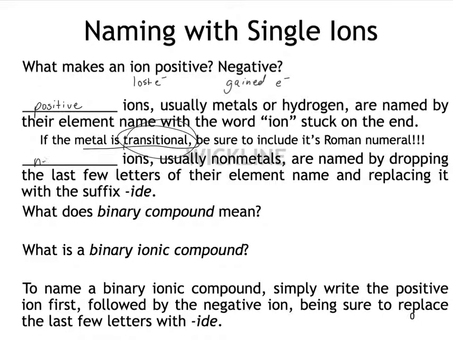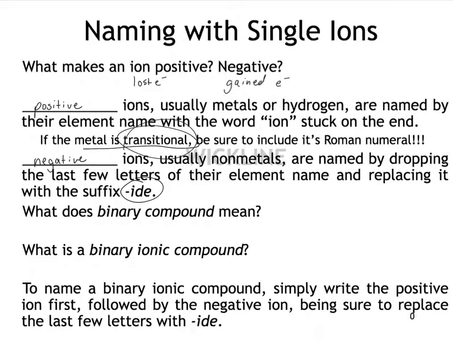Negative ions are a little bit different. As you may remember from our last lesson, negative ions are named by dropping the last few letters of their element name and replacing it with a suffix, "ide." So that's how you name the ions. It's really not that difficult. Just remember, if it's positive, it's basically the same name with the word ion at the end, and if it's negative, you'll have to end it in "ide."